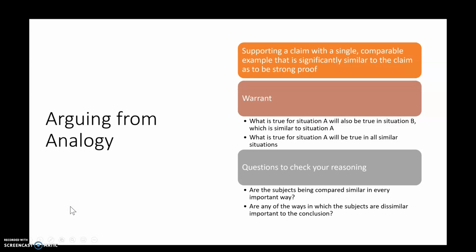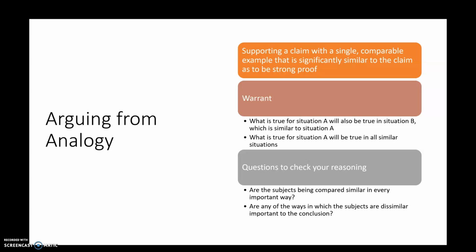Okay, arguing from analogy. So analogy is supporting a claim with a single comparable example that is significantly similar to the claim as to be strong proof. It's different than an example because you're not using an example of evidence to explain it. You're using something different to make the connection. Analogies are often best when you're looking at abstract ideas.